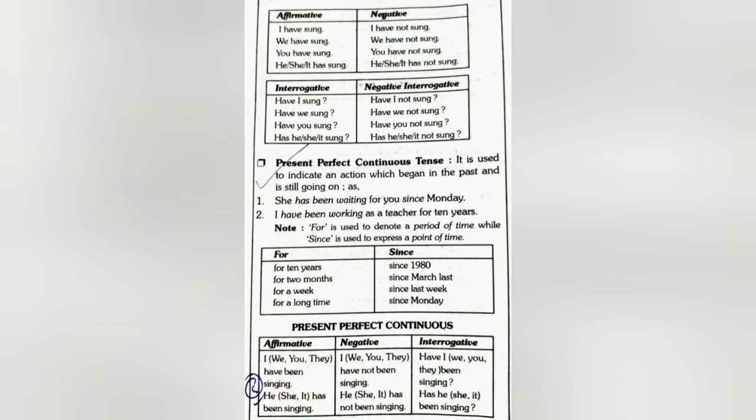Here it will be the same. Have will be used before the subject in the interrogative sentences, and after the subject, after I, in the negative sentences for present perfect continuous tense. And in affirmative sentences, we, you, they or I come first, followed by have plus been plus first form of verb plus ing. This is present perfect continuous tense.